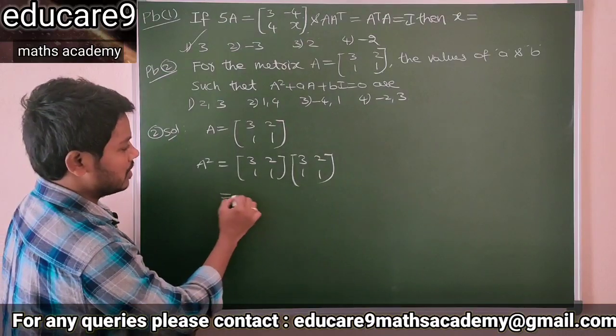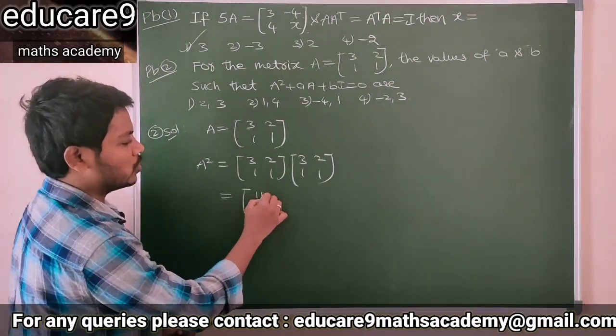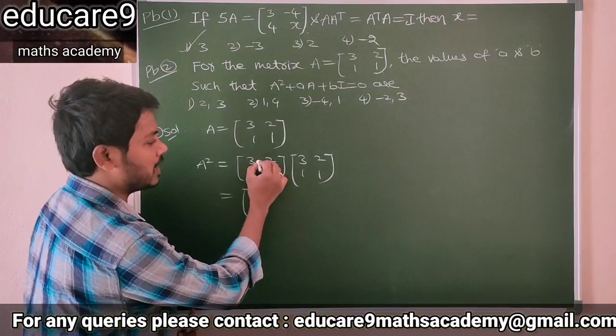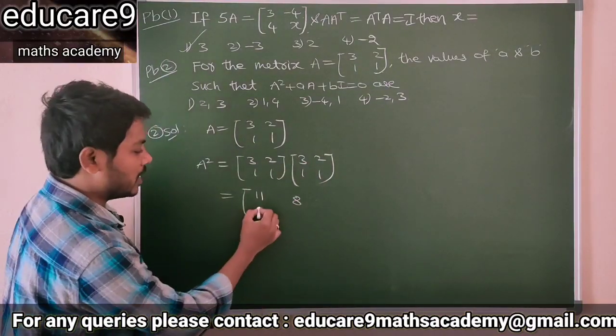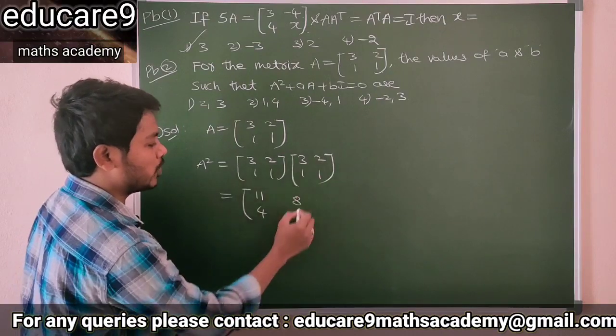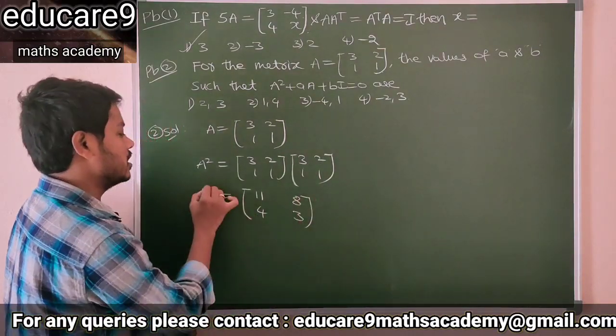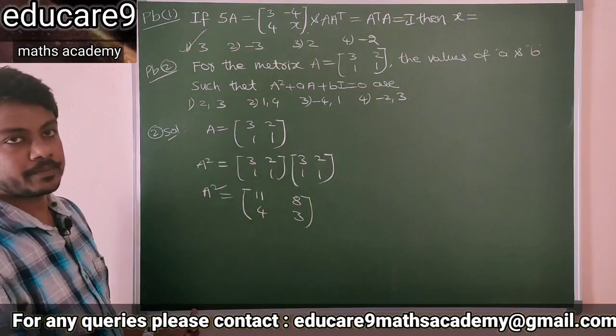Now this is 9 plus 2, 11. That is 6 plus 2, 8. Next, 3 plus 1, 4. Next, 2 plus 1, 3. This is what? A square.